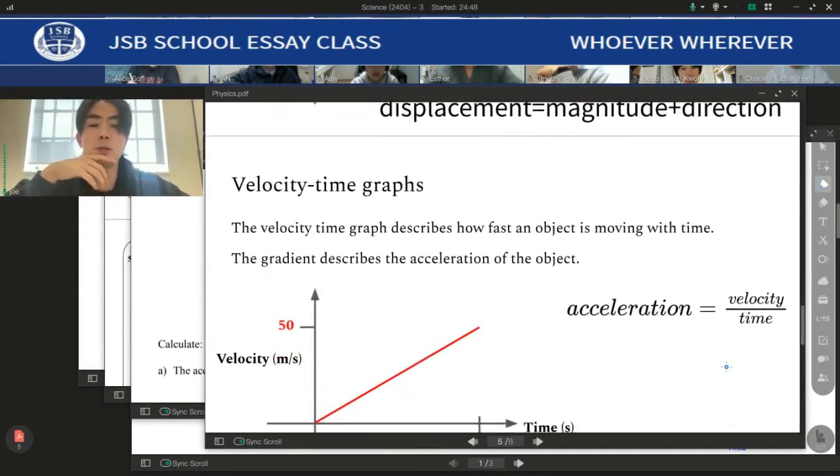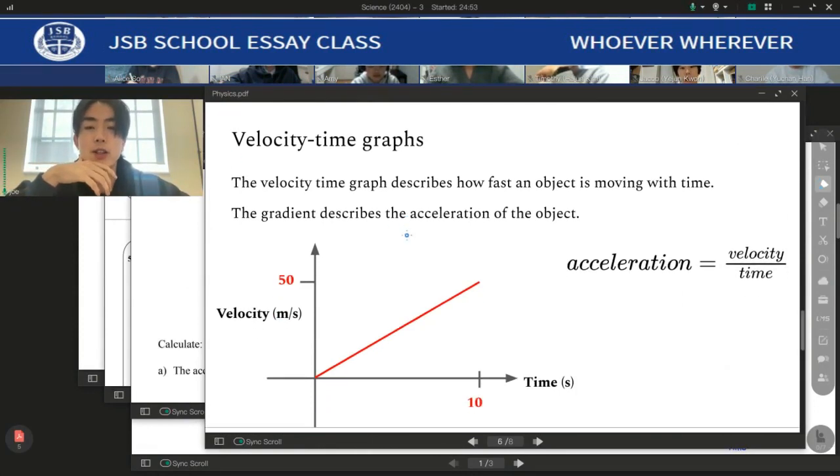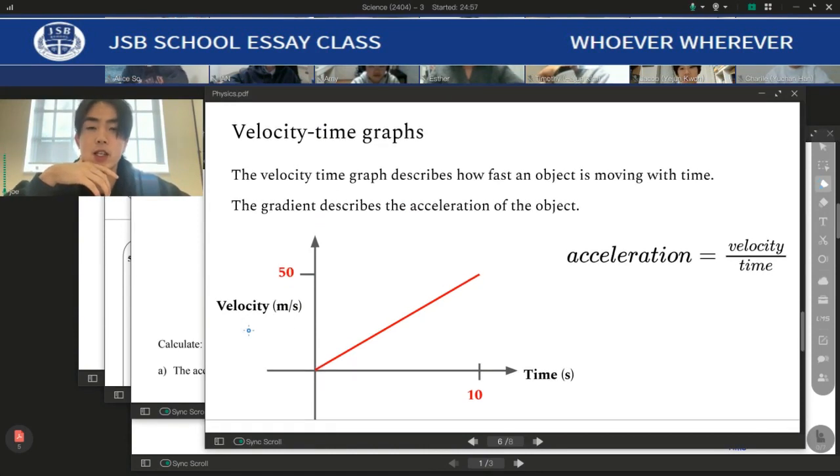Now, this graph is the most difficult one. Okay, so this is called a velocity time graph. So now on the y-axis, we now have velocity. Velocity just means speed with direction. So it just tells us how fast an object is at a certain time, right? So let's look at this object here.